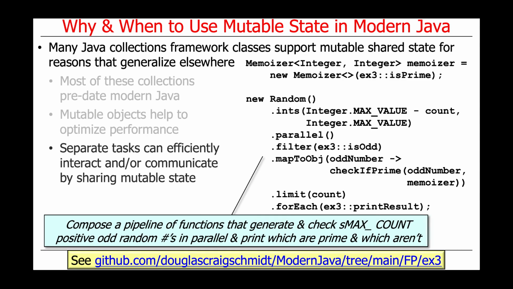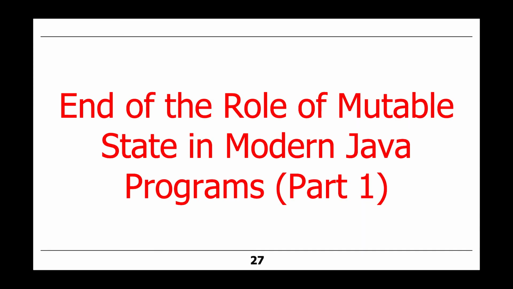We'll explore the use of a memoizer cache in more detail in the context of an upcoming case study, which can be found in the EX3 project, in my FP folder, in my Modern Java GitHub repository. This case study is a variant of the one we looked at earlier in case study EX1. The EX3 case study composes a pipeline of functions that generate and check smax count positive odd random numbers in parallel and then print which are prime and which aren't. And we'll see that the ability to efficiently interact by using shared mutable state is crucial to the performance and correctness of this program. So that's the end of part 1 of our lesson that describes the role of mutable state in modern Java programs.